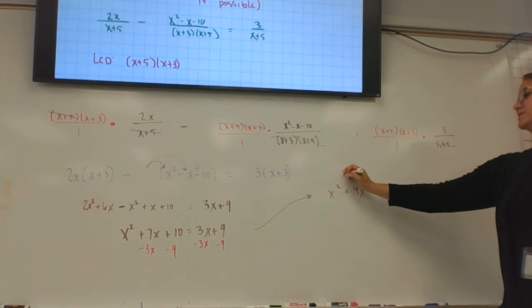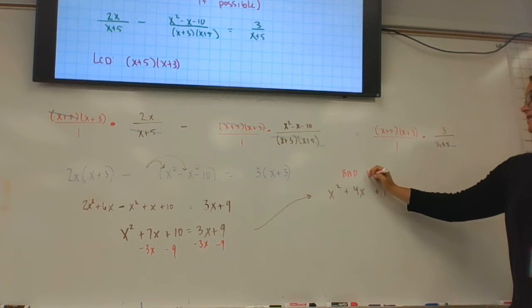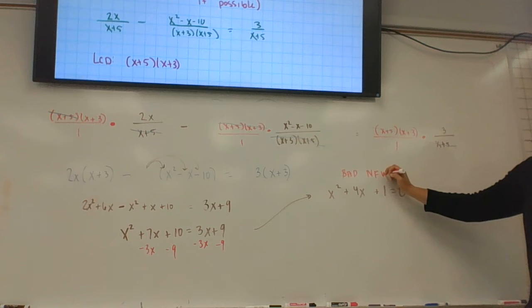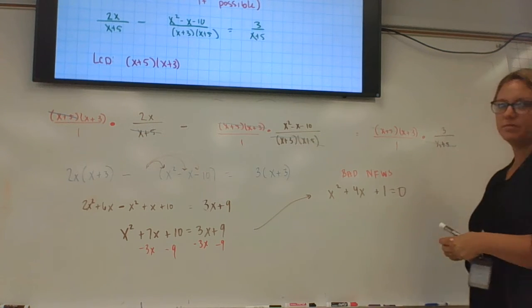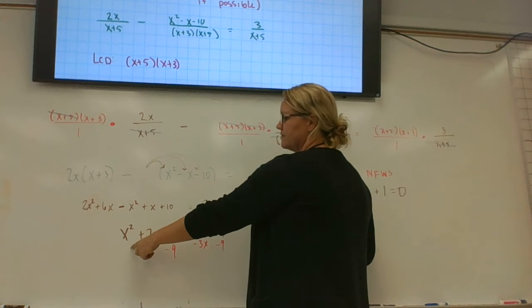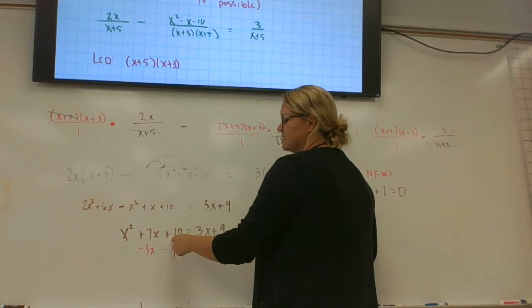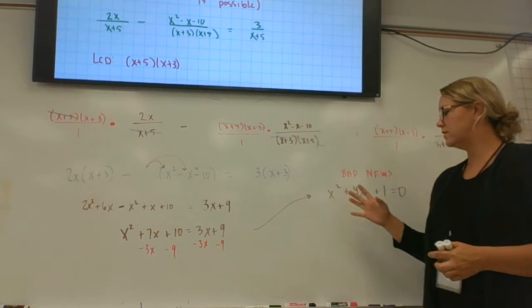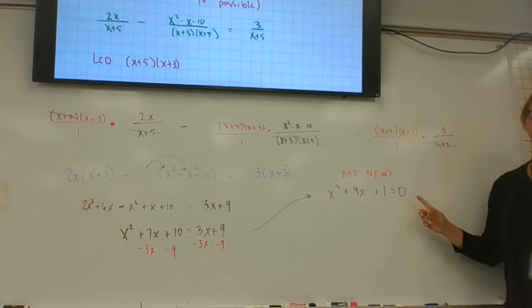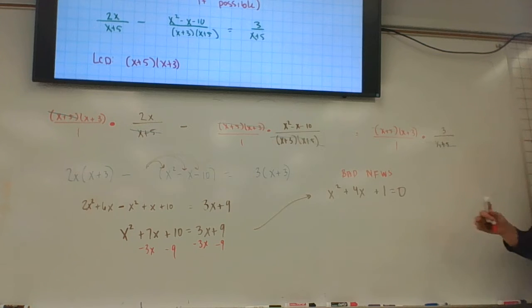This is bad news. Where did you get that from? Bad news. I combined my terms. And then I saw I had x squared, so with quadratics I know I have to set this equal to 0. And now I have to solve this, and it doesn't factor. So you have to use the quadratic formula.